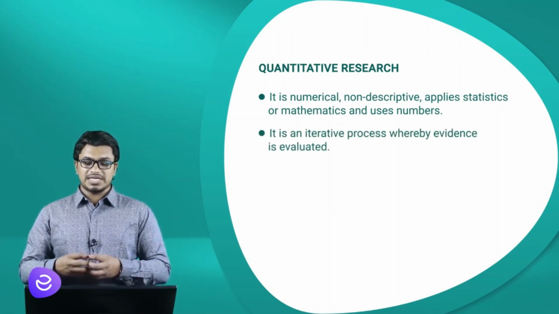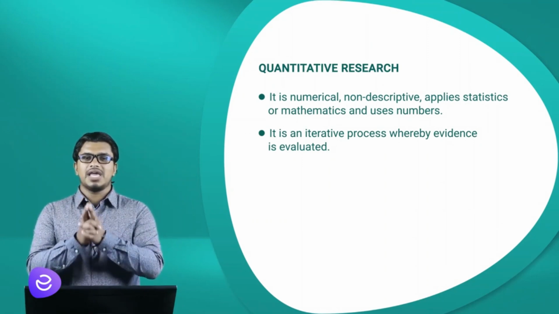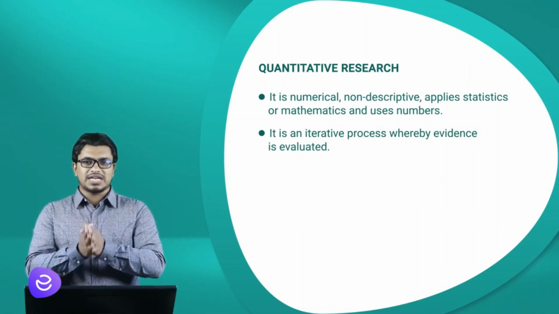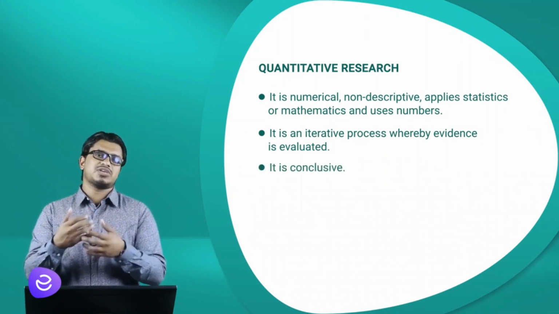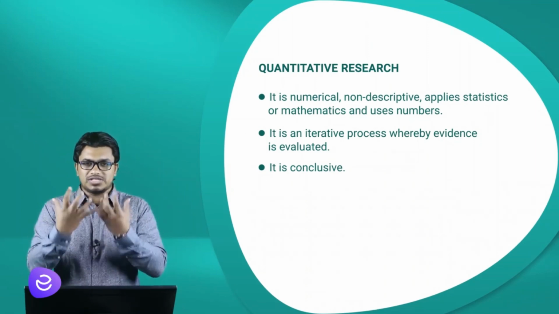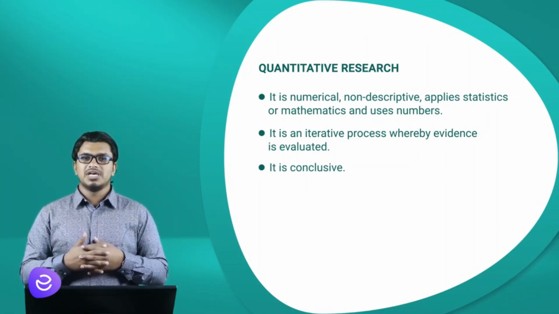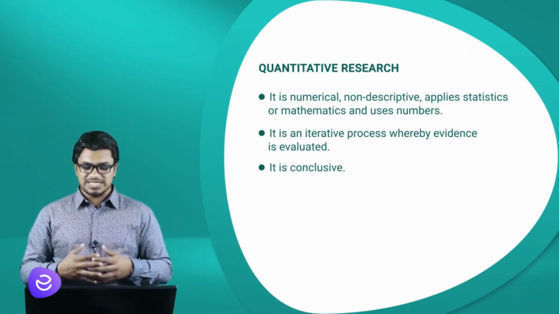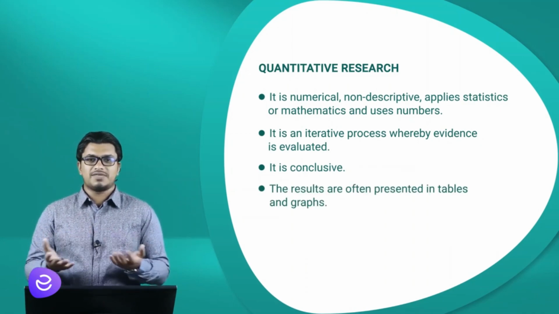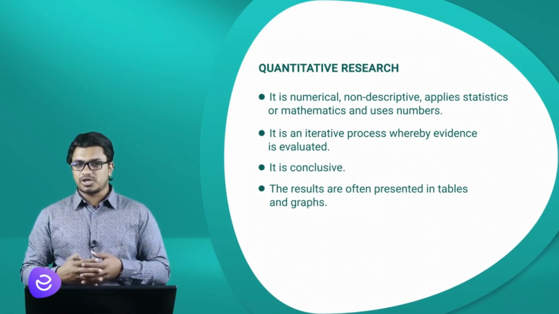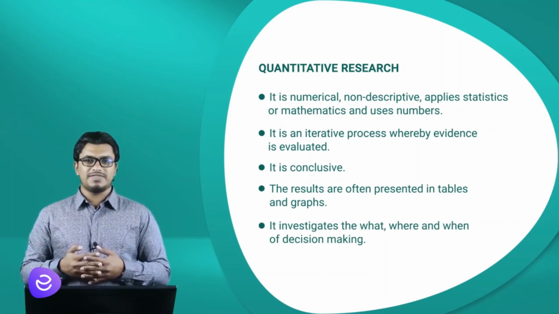It is an iterative process whereby the evidence is evaluated. We can correctly quantify the evidence, or the proofs. It is very conclusive. There is no scope for confusion, or for further questions if the research is done right, because it is based on quantitative data. The results are often presented in tables, charts and graphs, because they can easily be plotted, and it investigates the what, where and when of decision making.